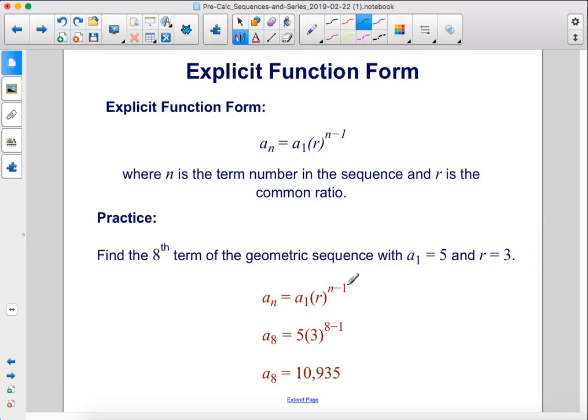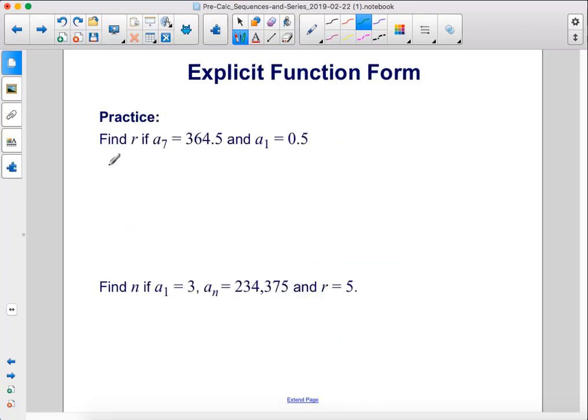We start with our formula and we plug in 5 for a sub 1 and 3 for r. And n is going to be 8 because we're finding the 8th term. So that becomes the 7th power. 3 to the 7th times 5 is 10,935.